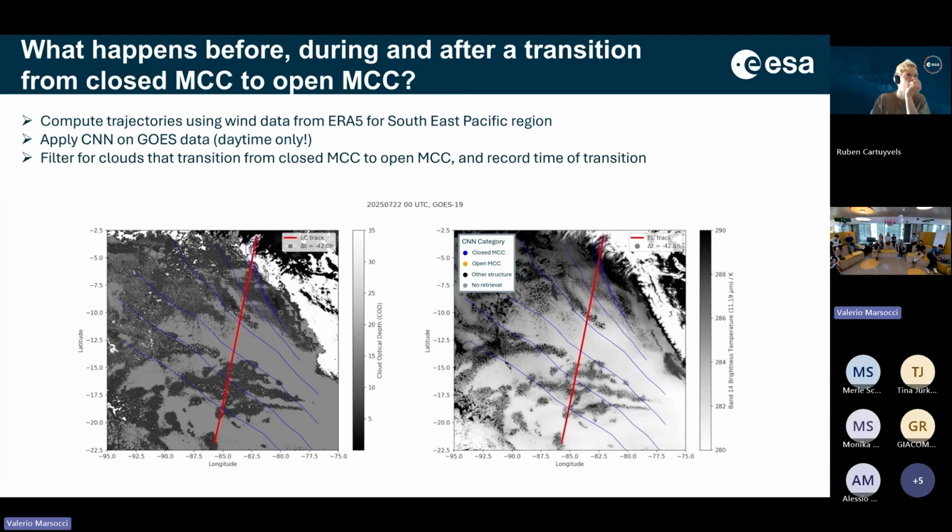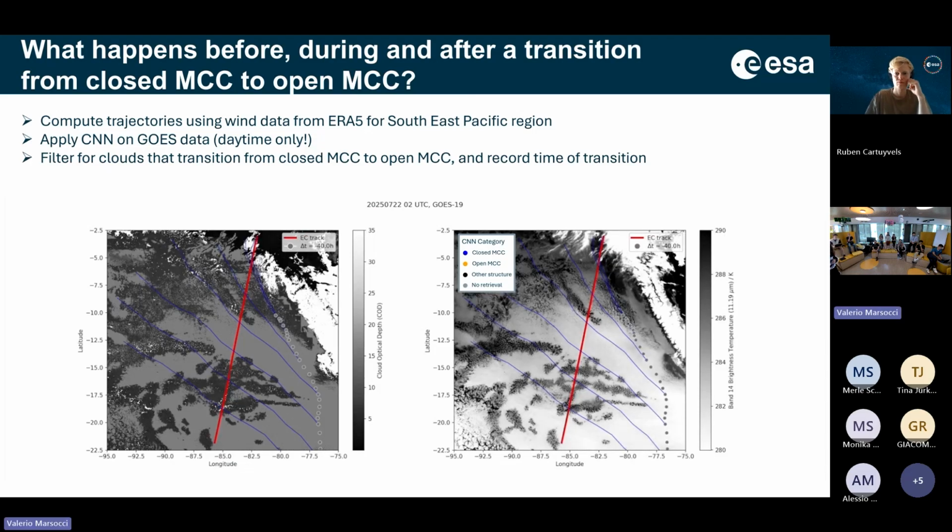Now, I told you that the main objective of this work is to understand why transitions from closed to open cells happen. In order to understand this, we needed to also get the time information in there. Because with EarthCARE, of course, it's a polar orbiting satellite, we always have just a snapshot view. So to do this, we also added geostationary data for the Southeast Pacific region, using GOES data.